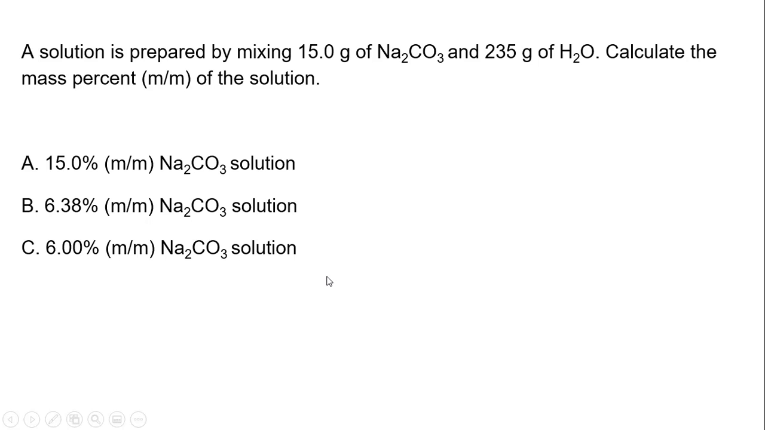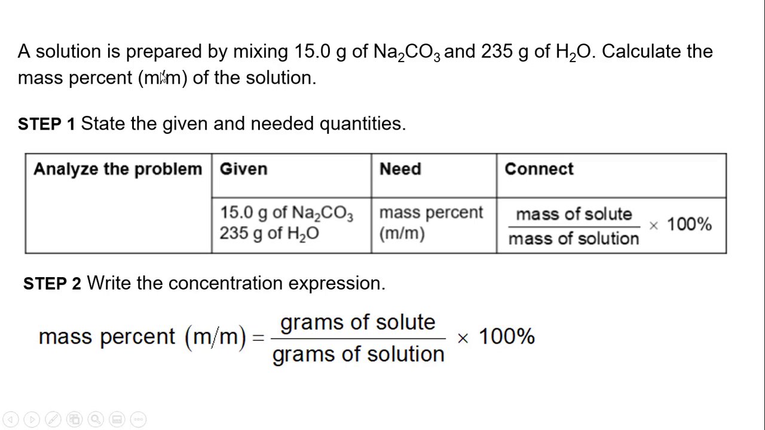A solution is prepared by mixing 15 grams of sodium carbonate and 235 grams of water. Calculate the mass percent of the solution. So we're not going to really worry about what's been given to us. We're just going to solve it. So we have the solute and the solvent, and we know the formula we have to use.